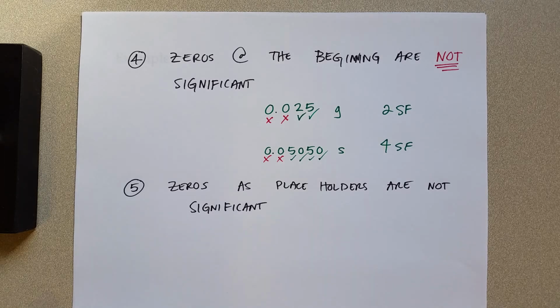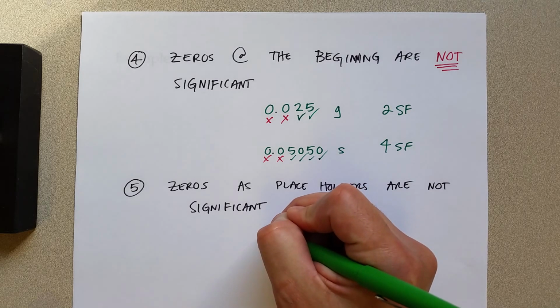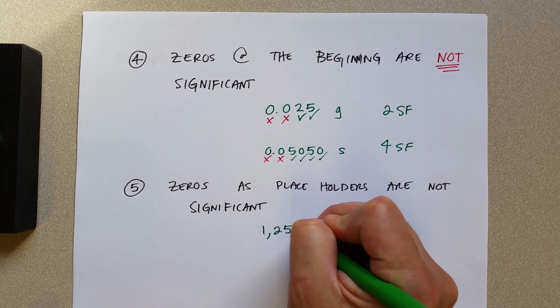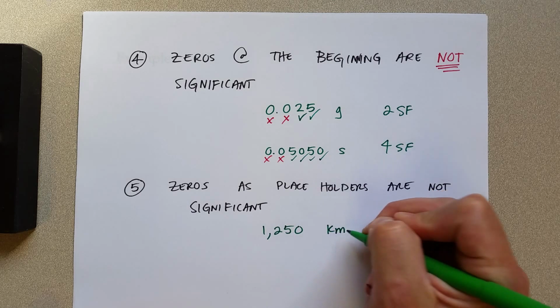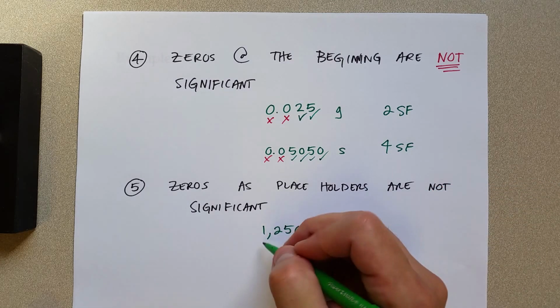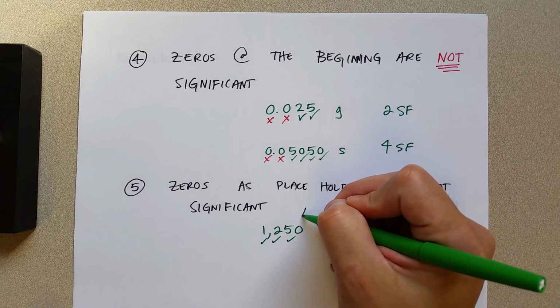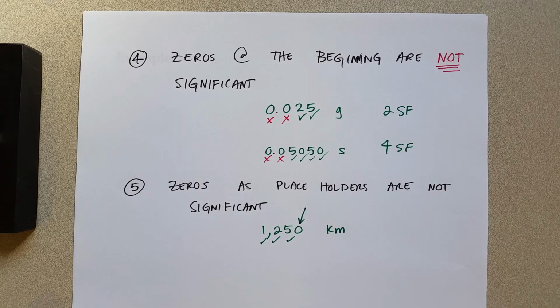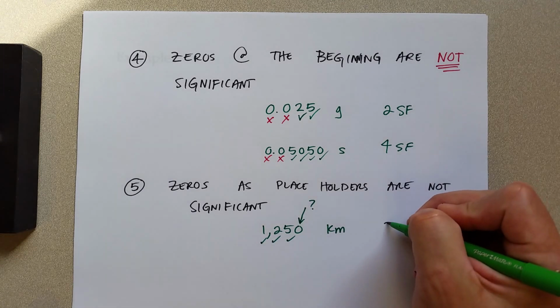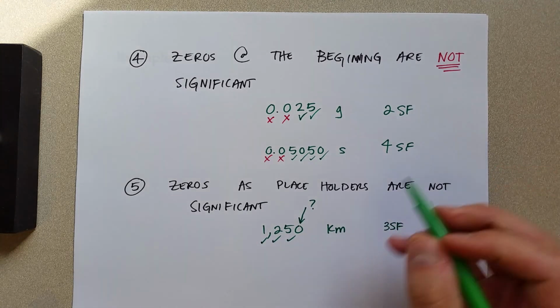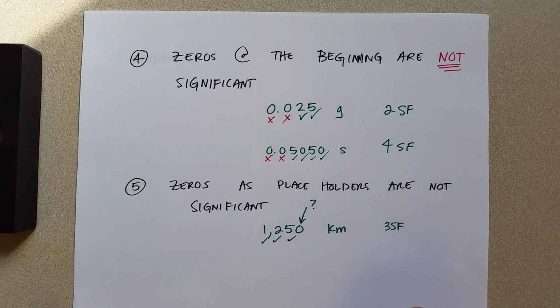What we mean by that is, let's say we have a value of 1,250 kilometers. We've got 1, 2, 3 significant figures there. That 0, well, as it's written now, we're not sure if it is significant or not. We'd need more information or write it a different way. For right now, we would say that this is just 3 significant figures. That 0 is essentially just a placeholder.